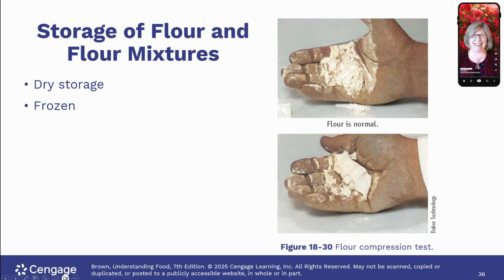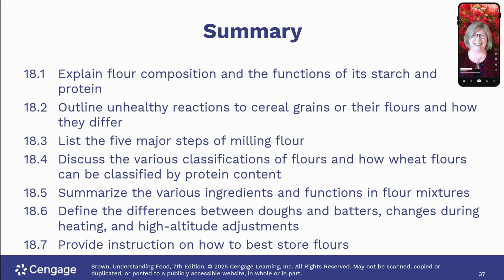Now, how do we store flour and flour mixtures? One way is through dry storage, or it can be frozen. So in summary, we explained flour composition and the functions of its starch and protein. We outlined unhealthy reactions to cereal grains or their flours and how they differ. We listed the 5 major steps of milling flour. We discussed the various classifications of flours and how wheat flours can be classified by protein content. We summarized the various ingredients and functions in flour mixtures. We defined the differences between doughs and batters, changes during heating, and high altitude adjustments.